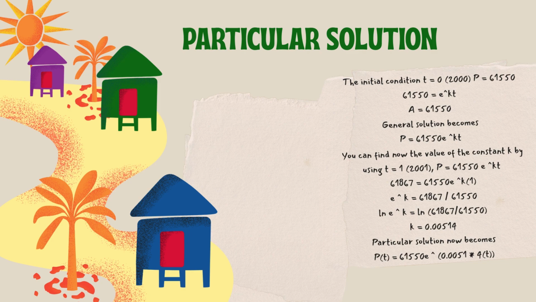Now we want to determine the constant k by using t equals 1. The population in 2001 is 61,867. So we substitute the value of p and then rearrange the equation to get k. The answer is k is equal to 0.00514. So the particular solution now becomes p(t) equals 61,550 e to the power 0.00514t.